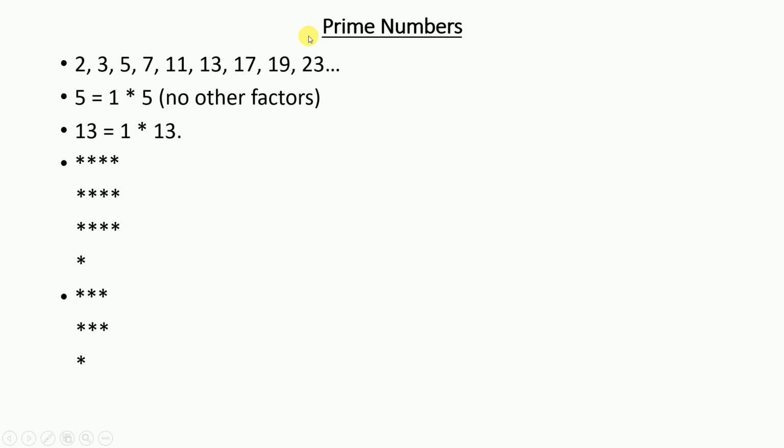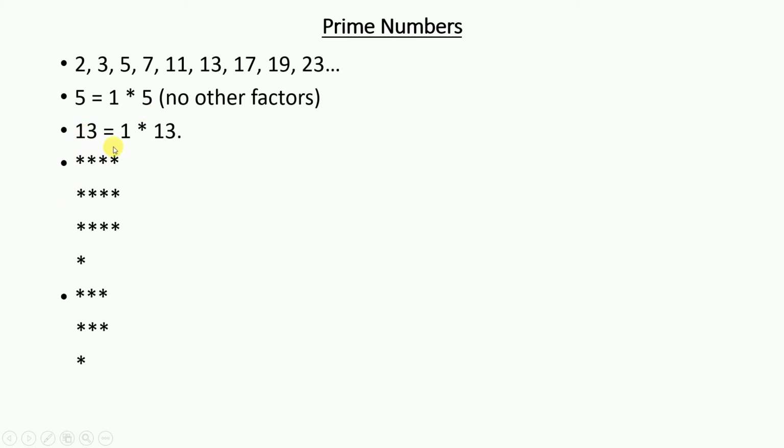Then we have the most wonderful prime numbers. So these are the various examples for prime numbers. A prime number is divisible by 1 and itself. No other number can divide a prime number with remainder 0. So here 5 is a prime number. It is 1 into 5. You cannot find any other factor. Apart from 1 and 5, you cannot find another factor. 13 is a prime number.